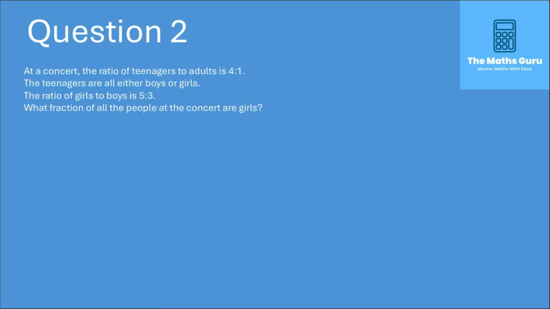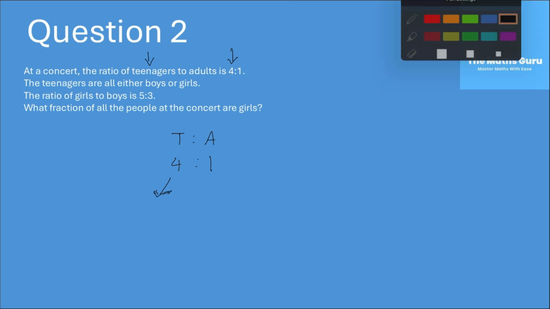Alright, move on to the second question. At a concert, the ratio of teenagers to adults is 4 to 1. I remember we read it respectively, which means the one that comes first, teenagers, will be the one we start with. So teenagers have got 4 parts, adults have got 1 part. And remember, in this case, we have a total of 5 parts. Okay, so the teenagers, so this part, 4 parts, are either boys or girls. The ratio of girls to boys, so I've written that the wrong way, but nothing the rubber can't fix.